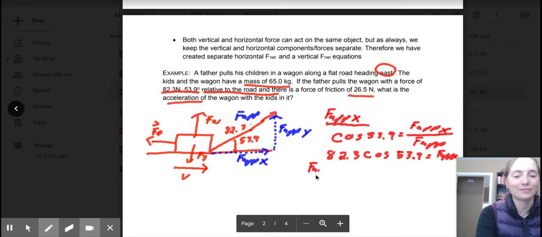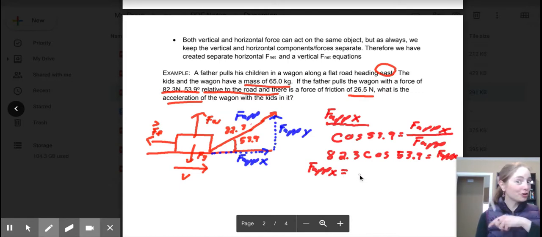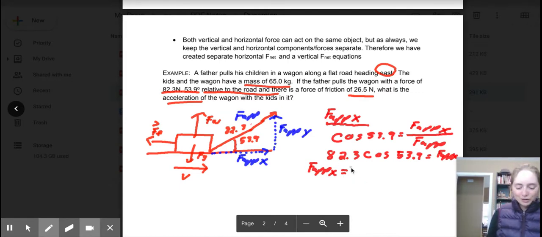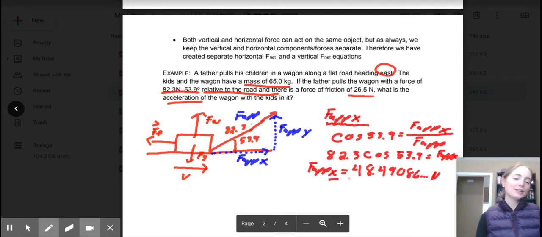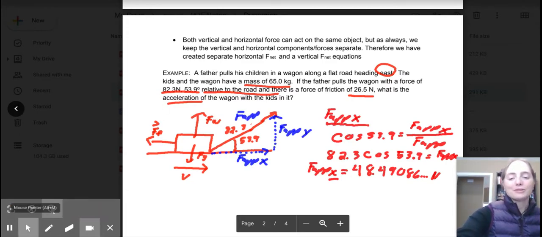Okay. So once you put that into your calculator, making sure your calculator's in degrees, you are going to get a lovely value of 48.4908 newtons. Once again, on the x. That is the force that is going to be applied on the x. That's the force that's contributing to that acceleration. Okay, so I'm going to scroll down a bit here.